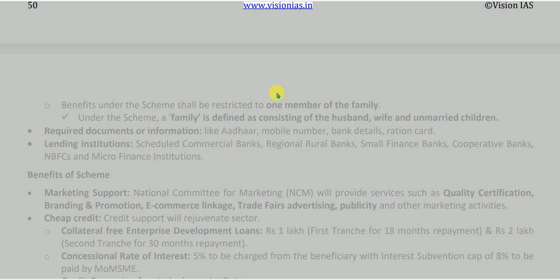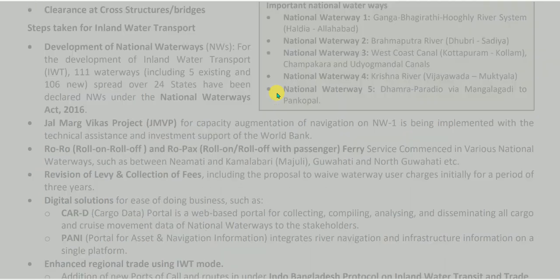Important national waterways. National Waterway 1: Ganga-Bhagirathi-Hooghly River System, Haldia to Allahabad. National Waterway 2: Brahmaputra River, Dhubri to Sadiya. National Waterway 3: West Coast Canal, Kottapuram to Kollam, Champakara and Udyogmandal Canals. National Waterway 4: Krishna River, Vijayawada to Muktyala. National Waterway 5: Dhamra-Paradip via Mangalgadi to Pankopal.